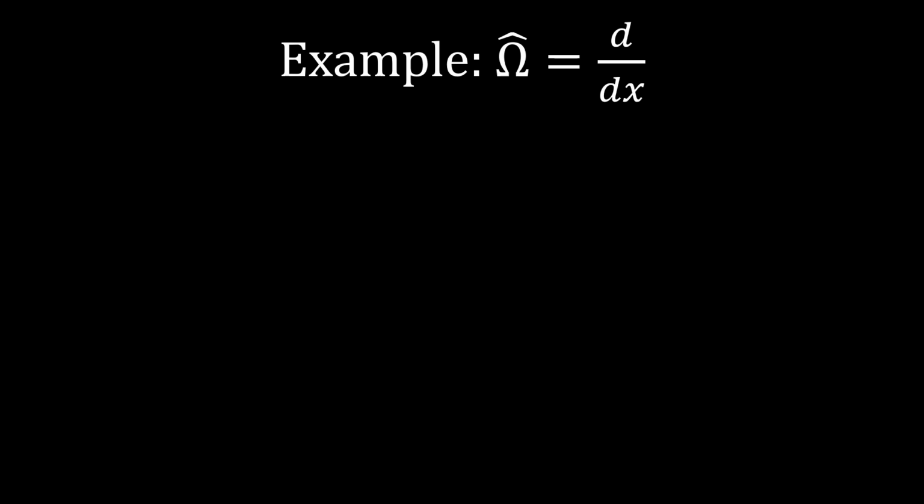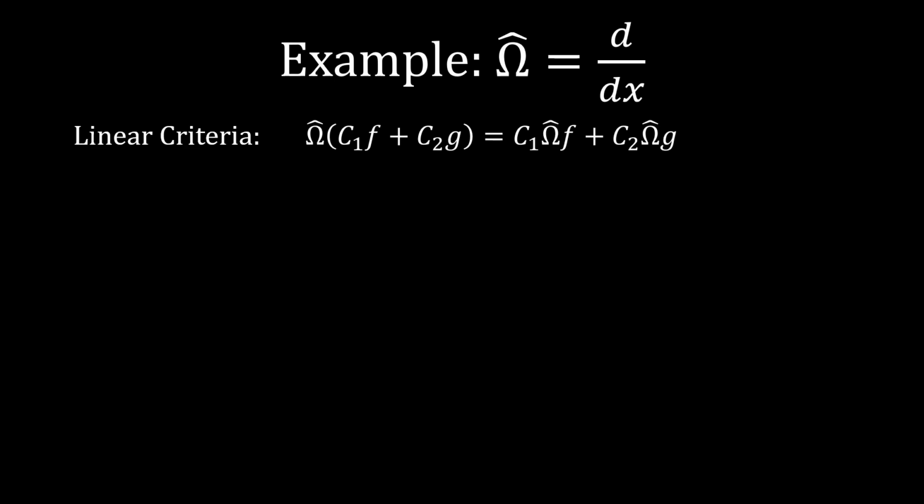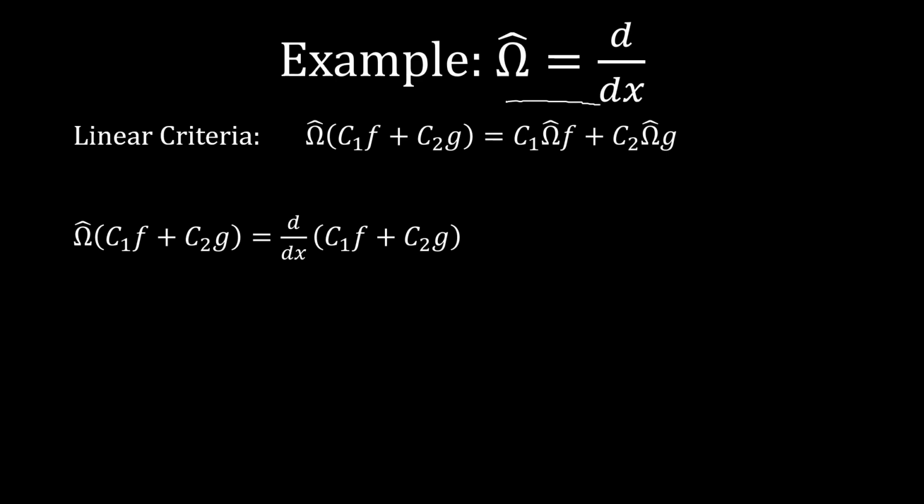The example we're going to use first is where our operator is the derivative, or more specifically, the derivative with respect to x. So again, I'm just going to rewrite our linear criteria for us, and now we're going to rewrite the left-hand side: our operator, c1f plus c2g. Next, our first step is that we're going to replace our operator, so our omega hat, with the given operator. So we're going to use the equation given and plug in our operator for the derivative.